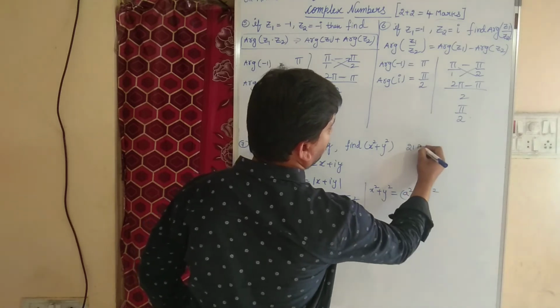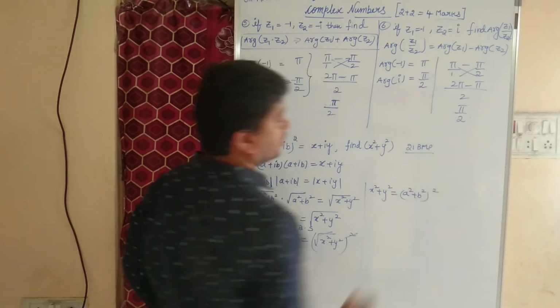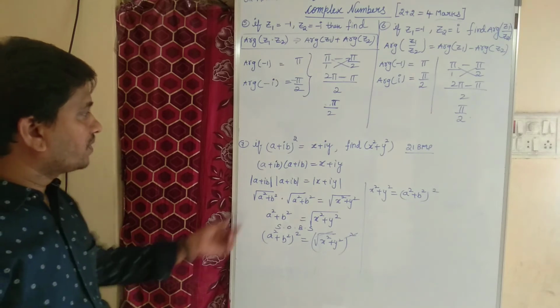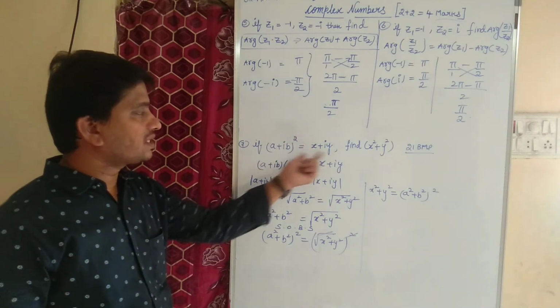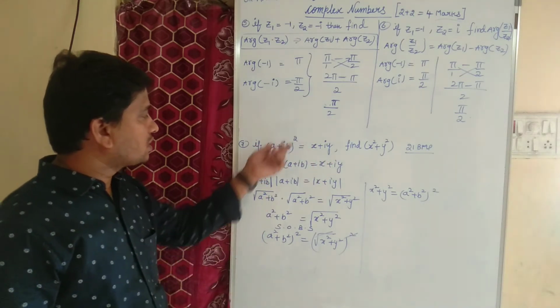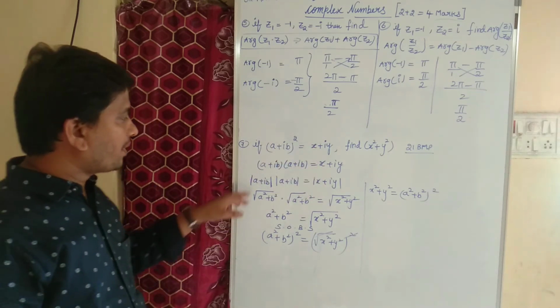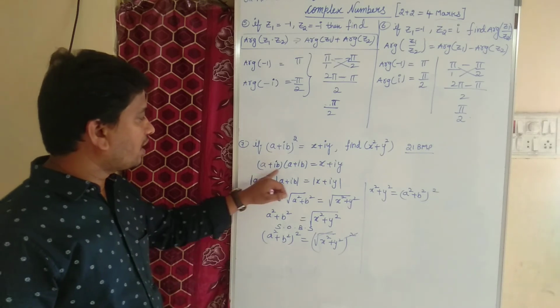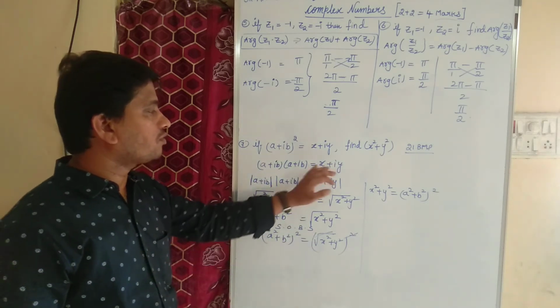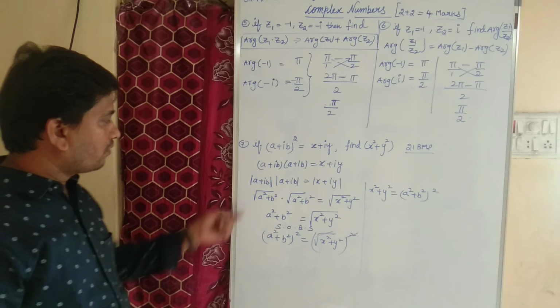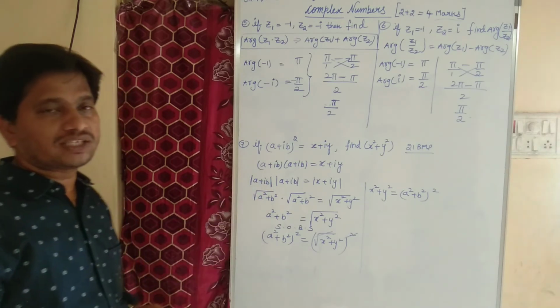So this is 21 board model paper sum. Children, listen carefully. Given a plus ib whole square equal to x plus iy, a plus ib whole square I can write as a plus ib into a plus ib equal to x plus iy. Apply modulus on both sides. Mod of a plus ib into mod of a plus ib equal to mod of x plus iy. What is mod of a plus ib? Root over a square plus b square.